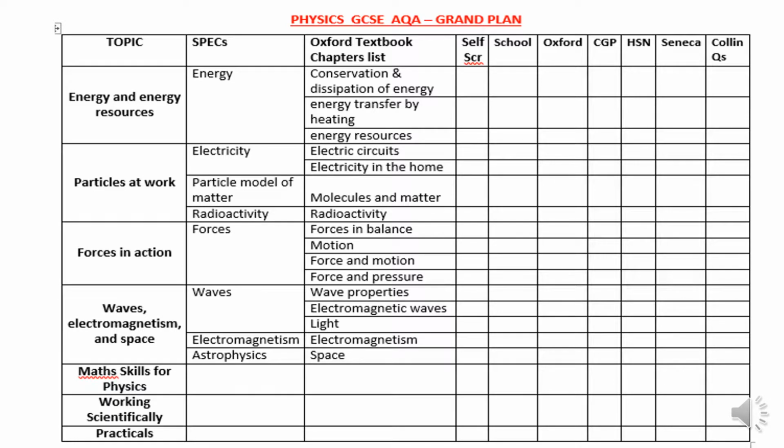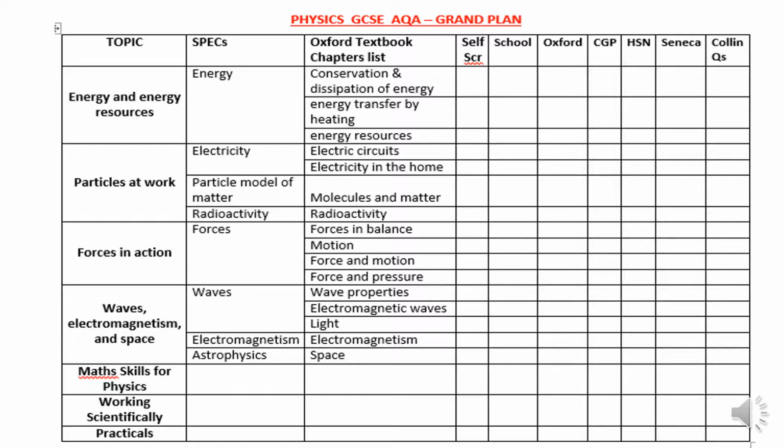So this is my physics grand plan, everything condensed into a single page. On the left hand side I've listed all the topics from the Oxford textbook and all the topics from the specification. And on the right hand side I have columns next to each row. So here you have an initial self-score where you say, how am I doing in this topic? Would I give myself a grade 9, a grade 7, etc.